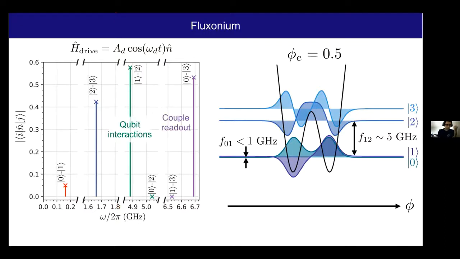And also, as you will see, we can use this 1-2 transition to mediate interaction between qubits, and we typically use the 0-3 transition to create a non-zero dispersive shift between this qubit transition and a readout mode around 7 gigahertz. So let me show you what this circuit looks like in practice.